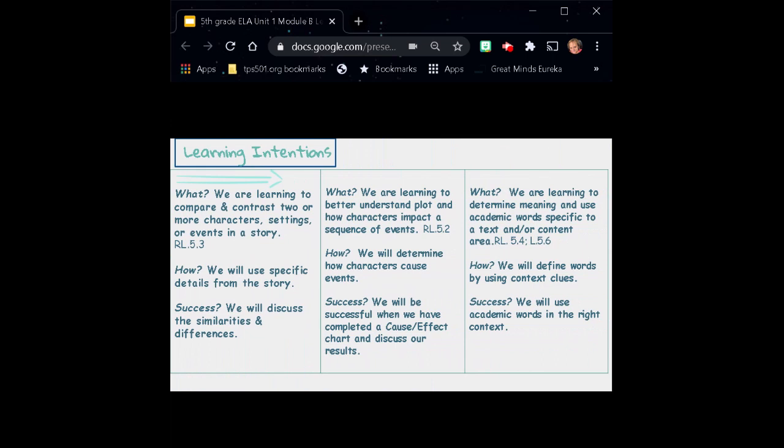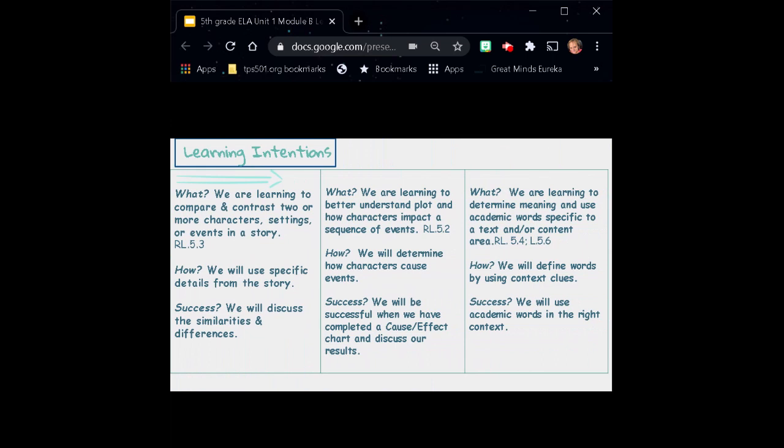Another one is we're going to learn to better understand the plot and how characters impact the sequence of events. We will do this by determining how characters cause events to happen. We will be successful when we have completed a cause and effect chart and discuss our results.